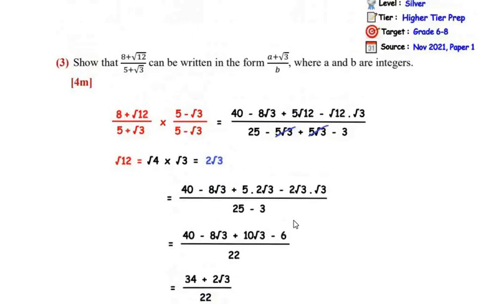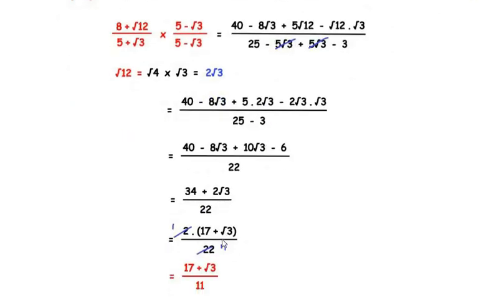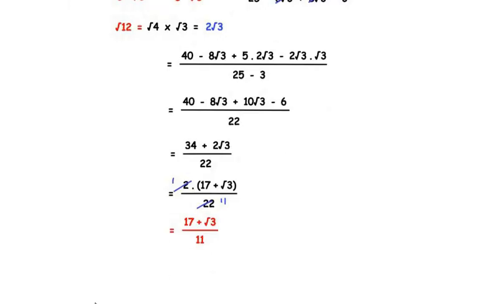Now this is of the form a plus root 3 divided by b, where the value of a is 17 and value of b is 11, and both are integers. So this is our answer.